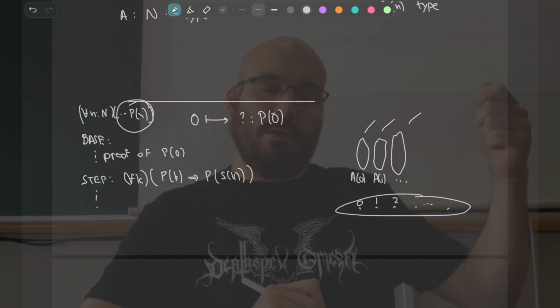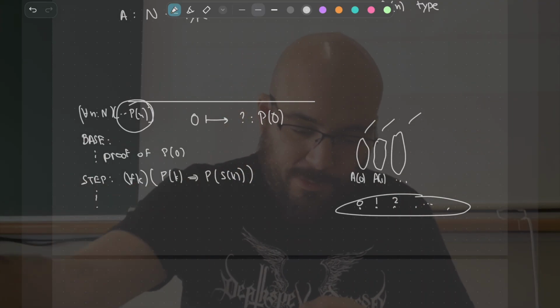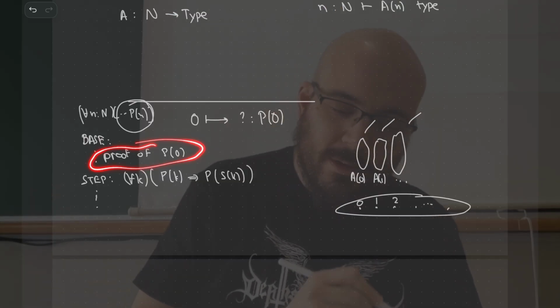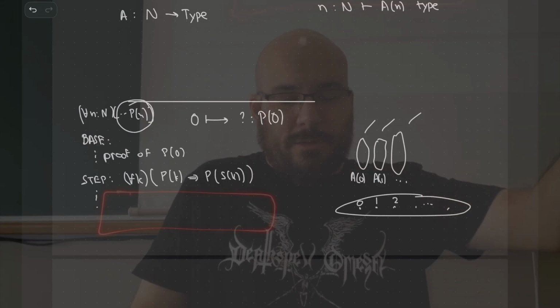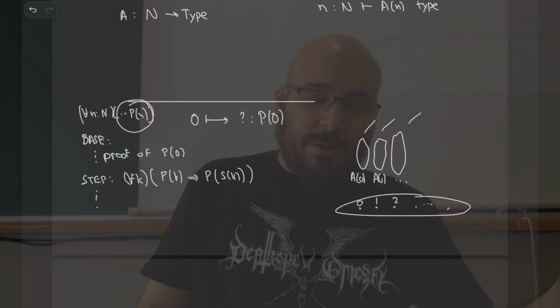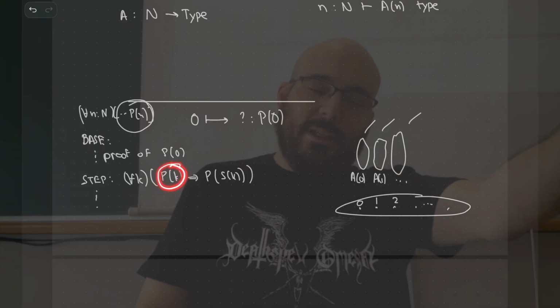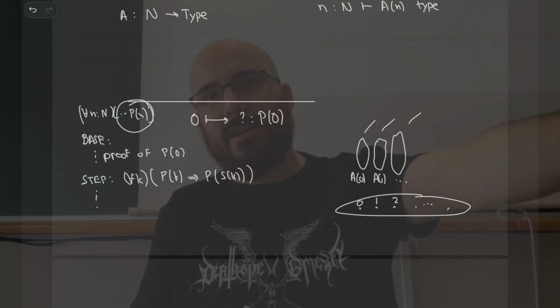Right? So give me a natural number. If it's 0, I will give back a proof of 0. This is exactly what I'm doing here. While here, if you give me a k, I want to prove something that maps proofs of the fact that k was nice to proofs of the fact that the successor of k is nice.